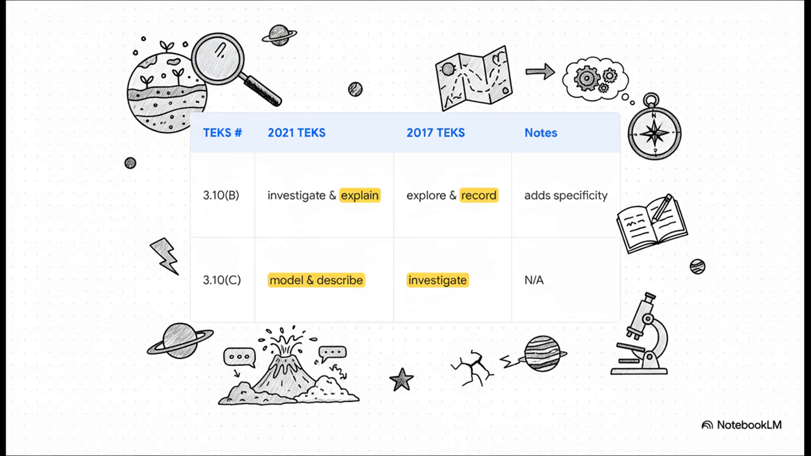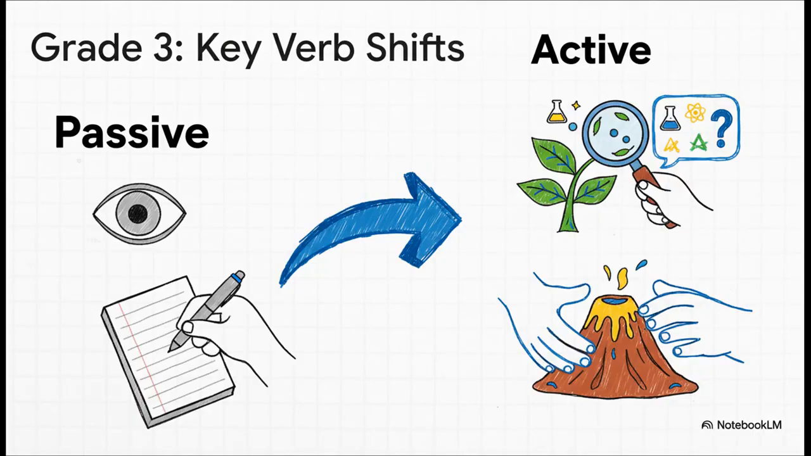For soil formation, the old standard asked students to explore and record, but now they have to investigate and explain. See that difference? And for rapid changes on Earth's surface, it shifts from simply investigate to the much more active model and describe. Now, this isn't just a word swap, it's a huge shift in the cognitive demand we're placing on our kids. We're moving away from more passive tasks, like just exploring and recording observations, to way more active, higher-order thinking skills like explaining, modeling, and describing.